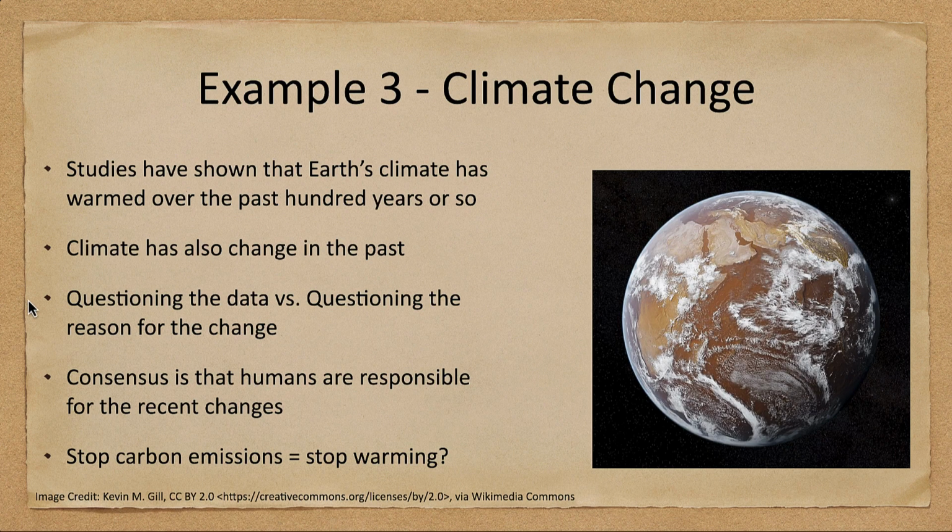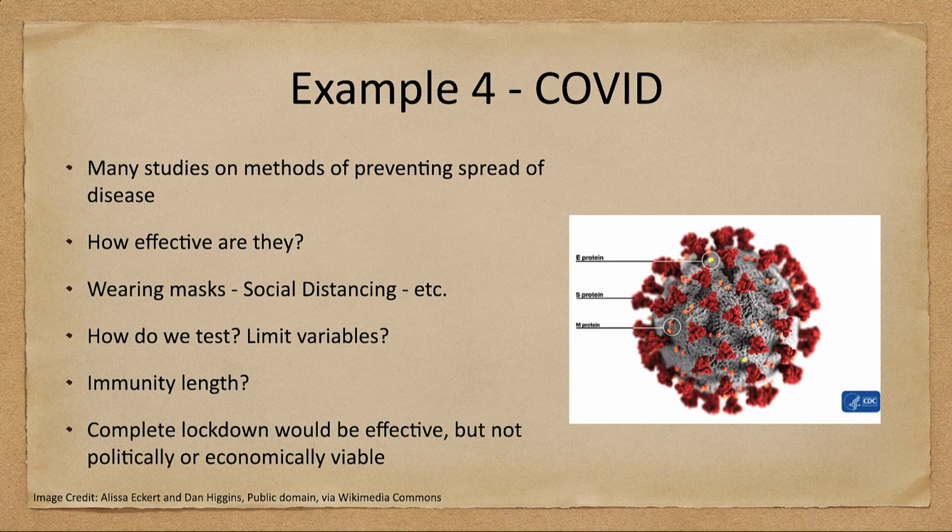Now let's look at our final example, which is COVID. Not that long ago, just a couple of years ago, we were hit with the pandemic. And there were studies on how do we prevent the disease. And we see all sorts of studies then, and we see studies now as to how effective these were. So how effective were things like wearing masks and social distancing? It's very difficult to test. How effective were the masks?